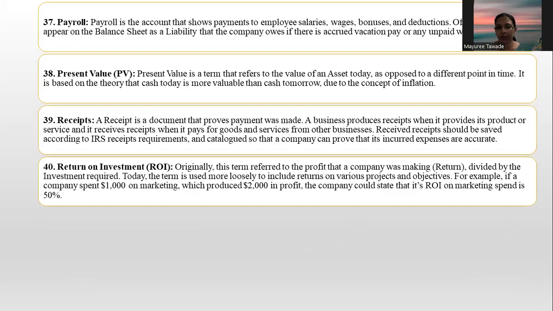Return on investment, originally this term refers to the profit that a company was making, that is the return, divided by the investment required. So today, the term is used more loosely to include returns on various projects or objectives. So if a company spends $1,000 on marketing, which produces $2,000 in profit, the company could state that ROI on marketing spend is 50%.